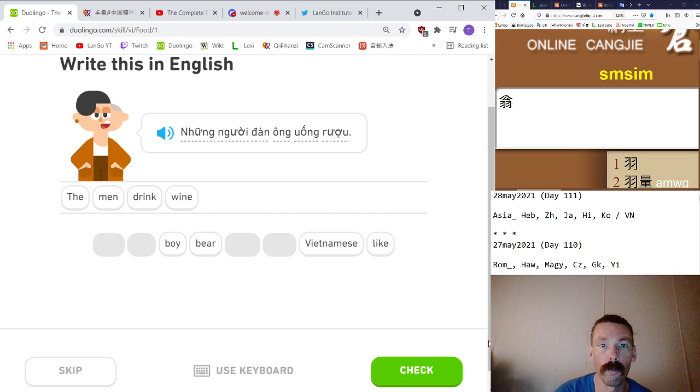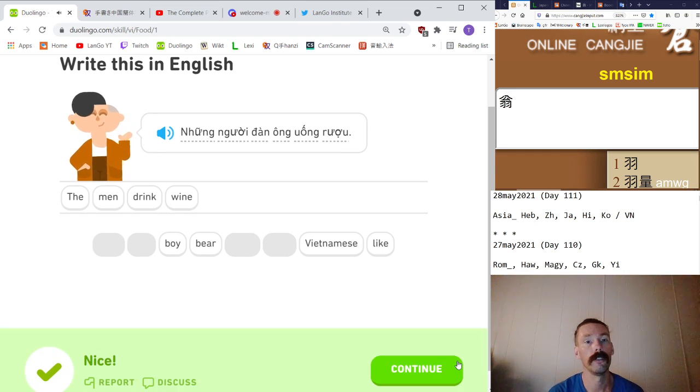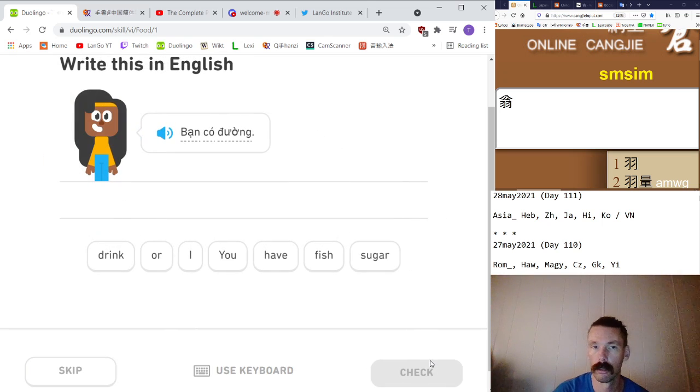The men drink wine. I think that's all that's expressed here. So just 4 words in English, but it's 1, 2, 3, 6 syllables in Vietnamese. Những người đàn ông uống rượu. Rượu. Oh, it's different U's. Rượu in this triphthong. Bạn có đường. Có is have.